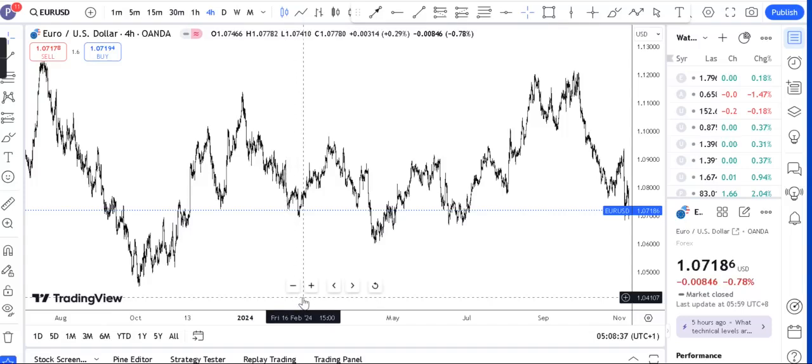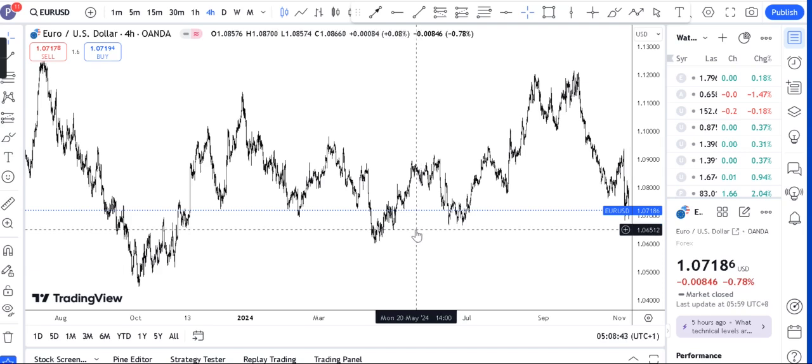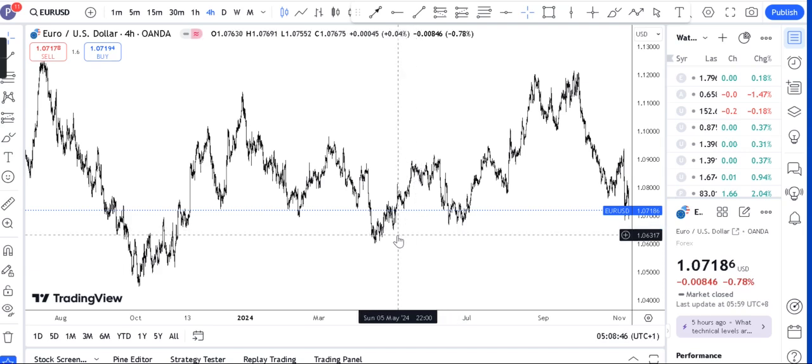And today we are going to be discussing the trend line strategy. So we are going to look at how to draw a trend line. You understand? How to draw a trend.